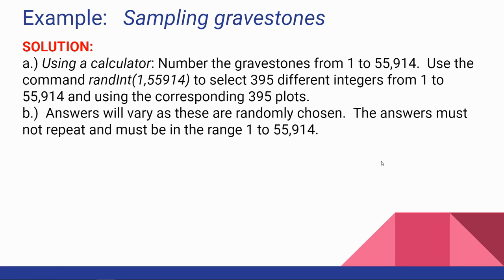Notice how it's spelling out exactly what you should be doing in your calculator and on paper. To select 395 different integers from 1 to 55,914, and then using the corresponding 395 plots. So you're going to hit enter basically 395 times, possibly more than that if they repeat. Your answers may vary from your neighbors because the calculator is randomly picking integers. So sometimes they match, sometimes they don't. But either way, it's random. The answers must not repeat, and they must be in the range of 1 to 55,914.